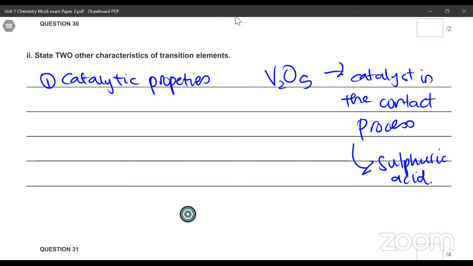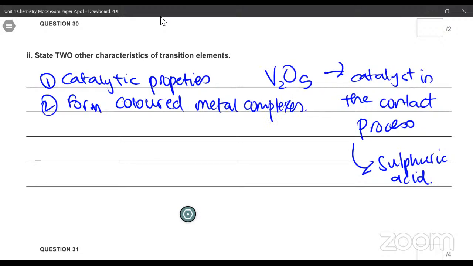And anyways, the transition element in this is vanadium. And for the nickel, it's nickel, and iron is iron, right? So also they can form colored metal complexes. All right, and we're good with that.